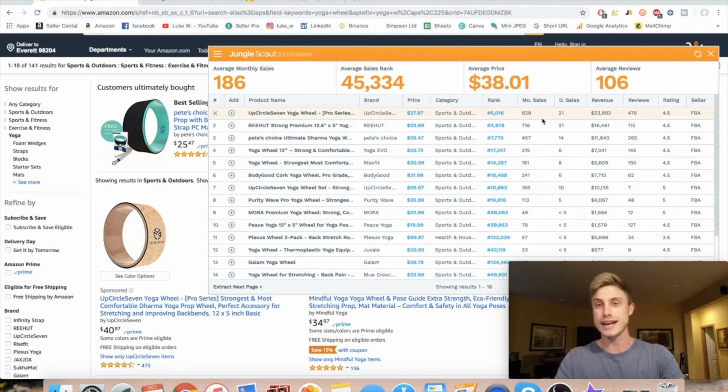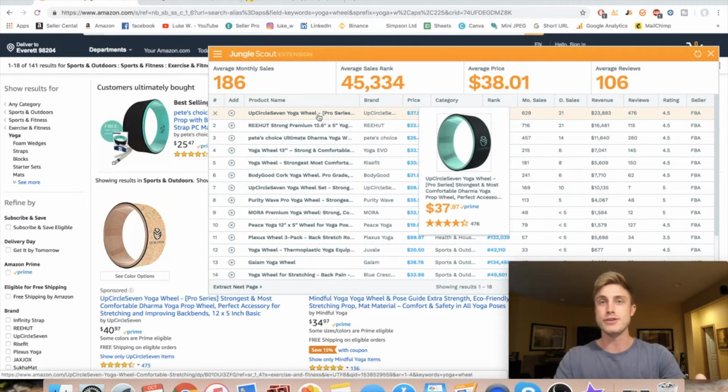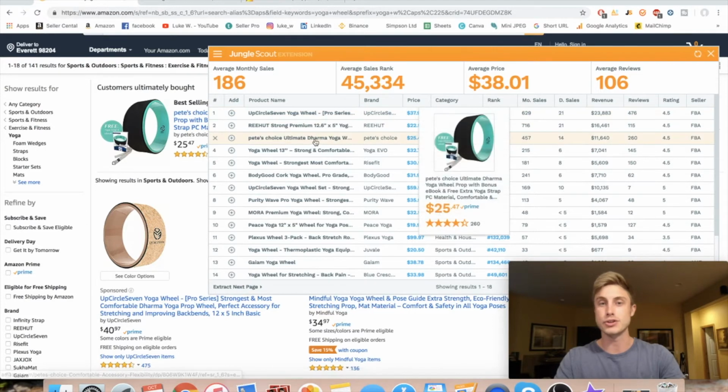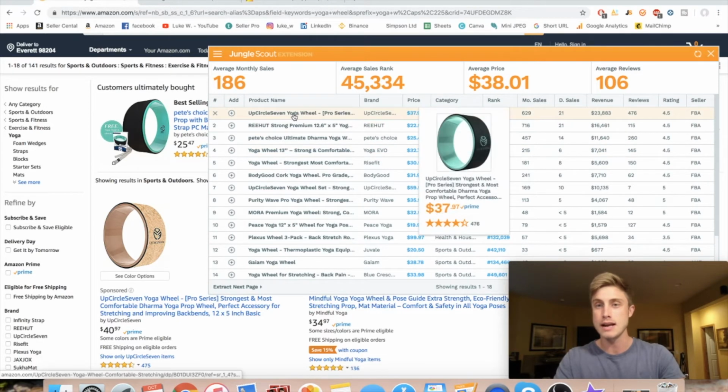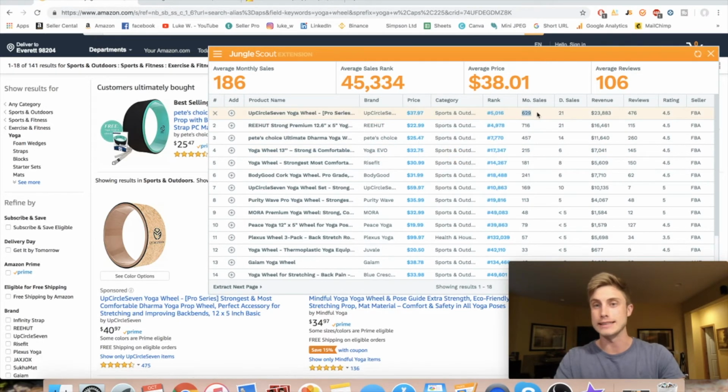And now the most exciting thing that we want to look at here is the revenue and sales, guys. You can see if you hover over the listing name, it actually shows you a picture of what the product looks like. And now over here is where the sales are. You can see that this person right here is making 629 sales a month. So that's an average of 21 sales a day. Now, if you're thinking about profit, even $10 profit at 21 sales a day is already $210 in profit.